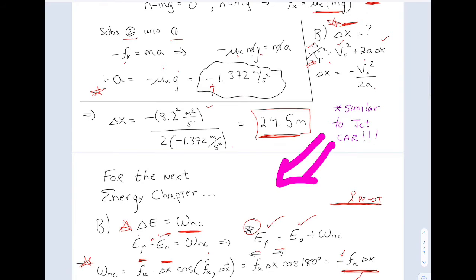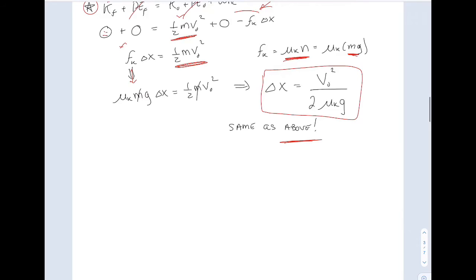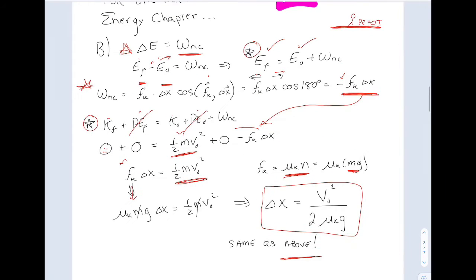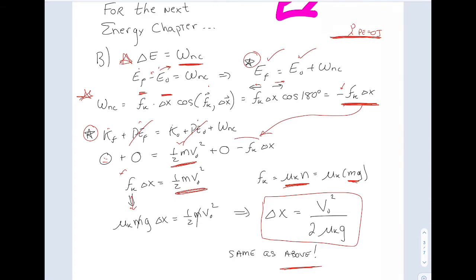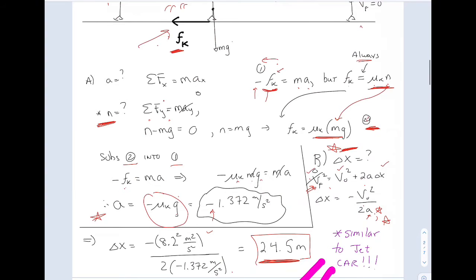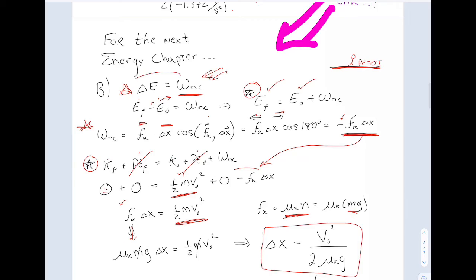Right up here, because a is minus mu sub k g. So here I have this a, and if I took that and put it there, the minus signs would cancel, and I have V0 squared on the top, and 2 mu sub k g. That's what I have right here. It shouldn't be any big surprise, because in the energy chapter in the notes, we used Newton's second law and kinematic equation number 3 to come up with that whole expression.